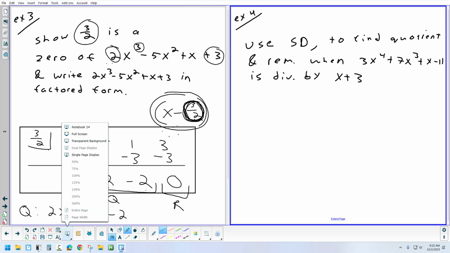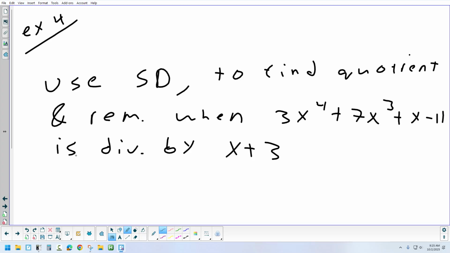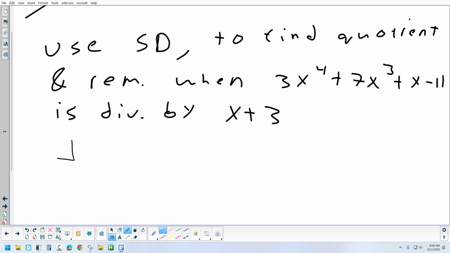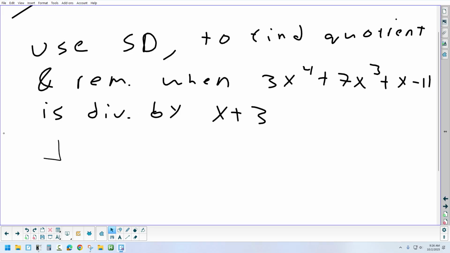All right, let's try this one. This doesn't guarantee anything about a 0. It just says use synthetic division to find the quotient and the remainder when we do this problem. What number is going to go on the outside? Yep, so we're going to put a -3 on the outside. And what are going to be the numbers that go on the inside?